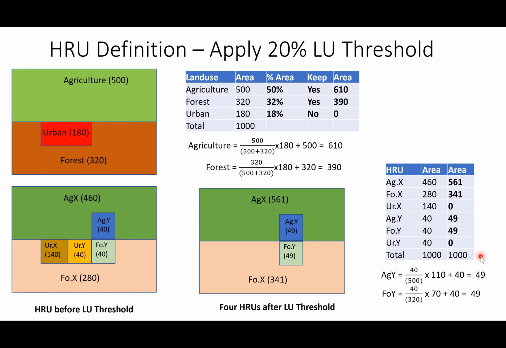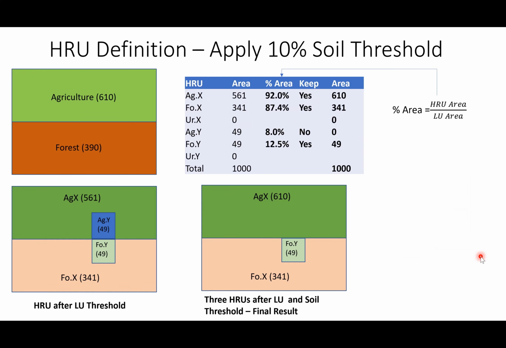After that, let's apply a 10% soil threshold. So we have these two land uses now, and these are our four unique combinations after applying the land use threshold. Now we calculate the percentage of each HRU corresponding to soil and land use. So what we have here are the areas of each HRU. Now we see how much that corresponds to each land use.